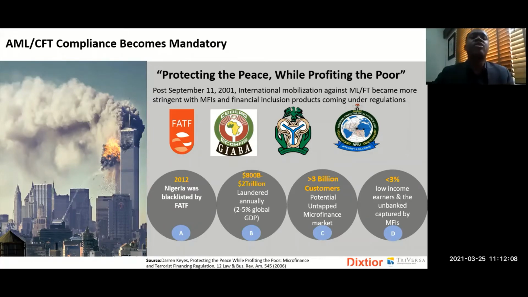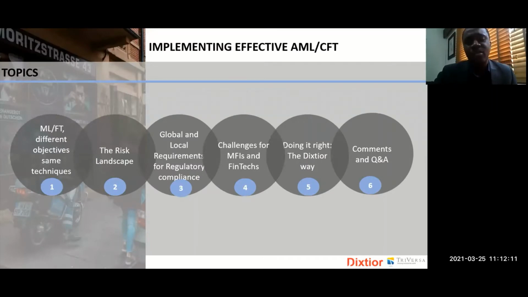So if we are introducing AML solutions and CFT solutions, we still want to ensure that the business objectives are met. I'll be talking basically about what the difference is between money laundering and financing of terrorism. Why are we treating them the same way?